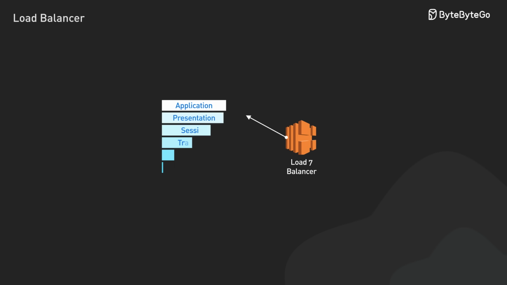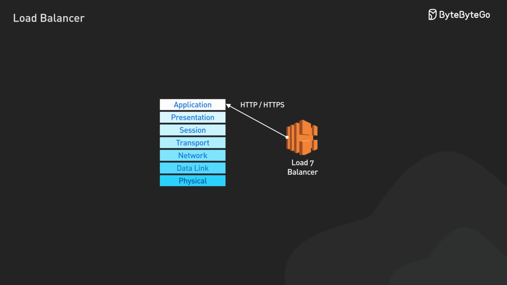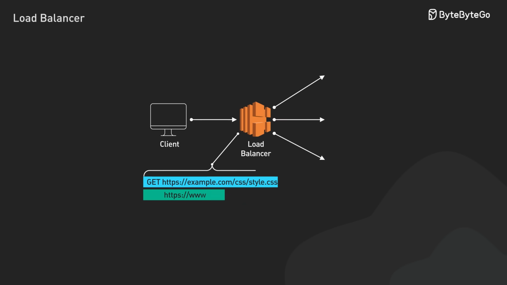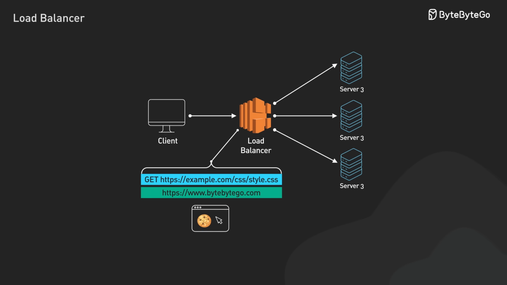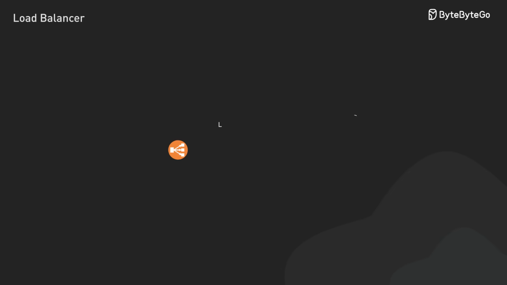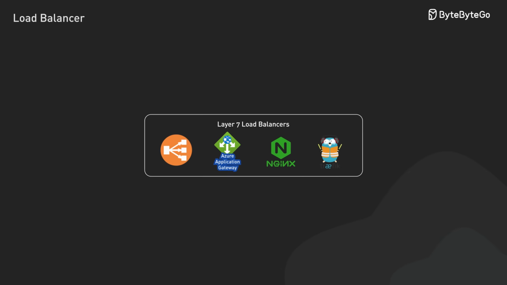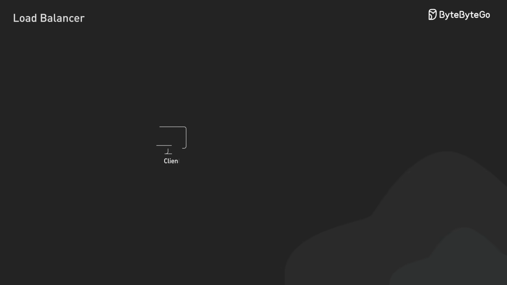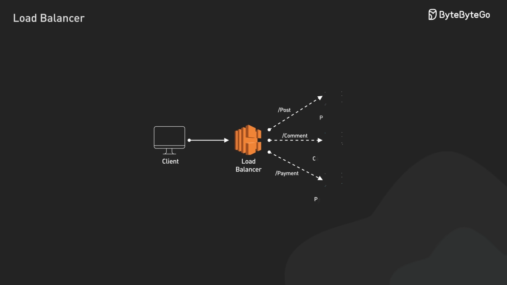Layer 7 load balancers operate at the application layer, specifically with HTTP and HTTPS. This enables routing decisions based on the content of the traffic, such as HTTP headers, URLs, cookies, and other application-specific data. This makes Layer 7 ideal for complex applications that require content-based routing, such as directing users to different servers based on their requested URLs.